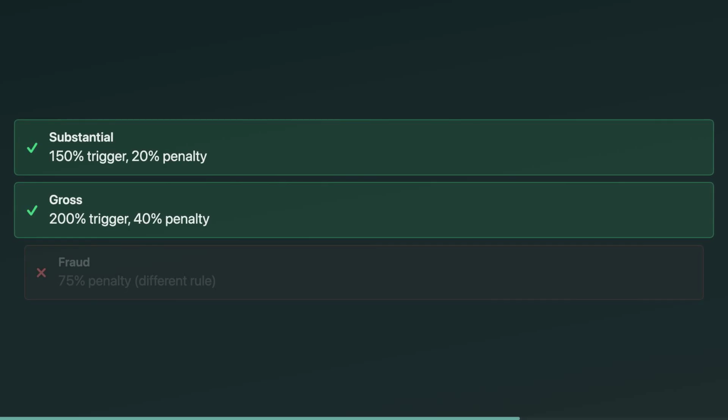Match the level to the rate. Substantial valuation misstatement is generally a 20% penalty. Gross valuation misstatement is a 40% penalty. Also note a common extra condition in questions. The misstatement results in an underpayment of at least $5,000 for individuals. If you see a fact pattern with inflated charitable donations, conservation easements, or basis overstatements, your brain should immediately jump to 150% versus 200%, then 20% versus 40%.